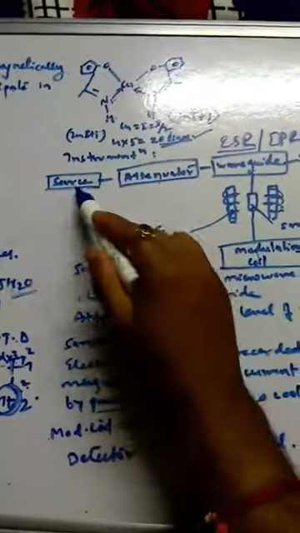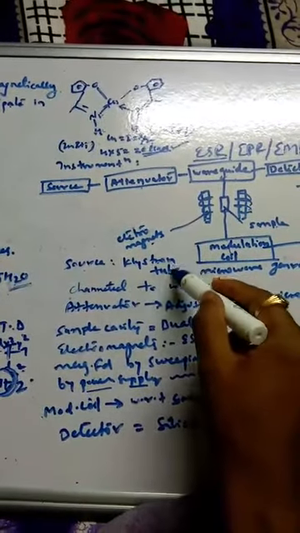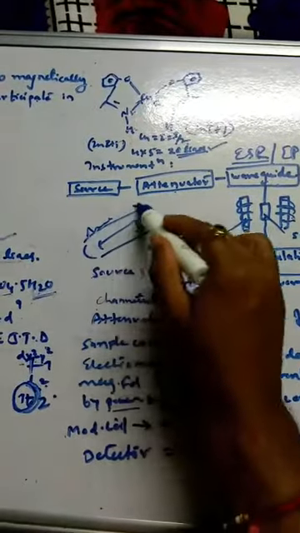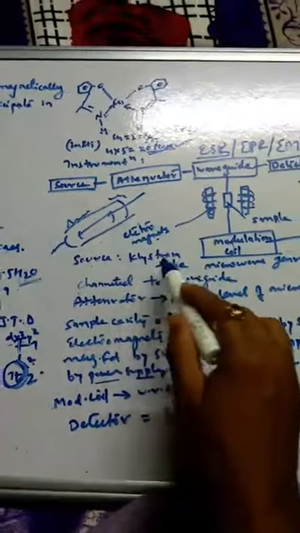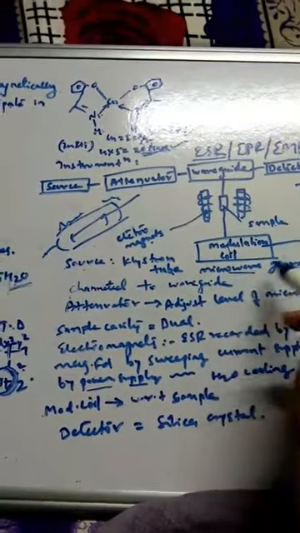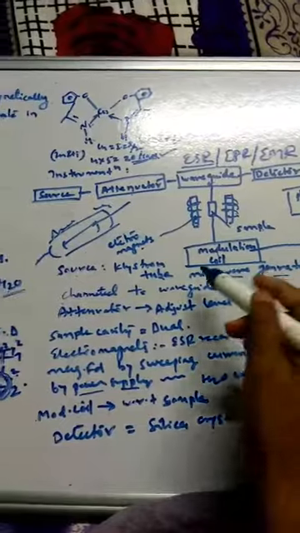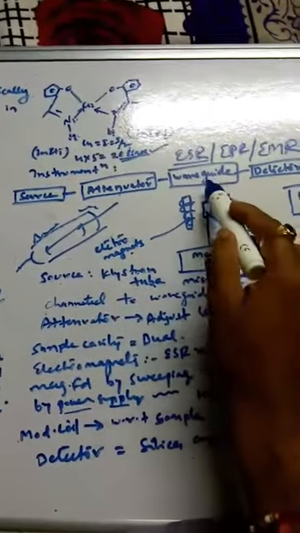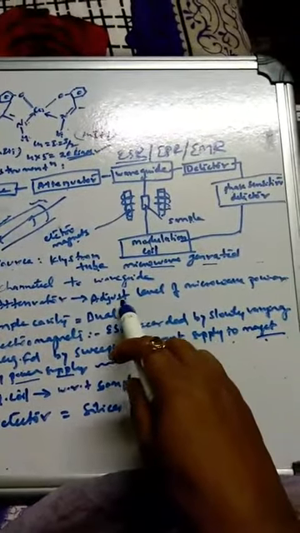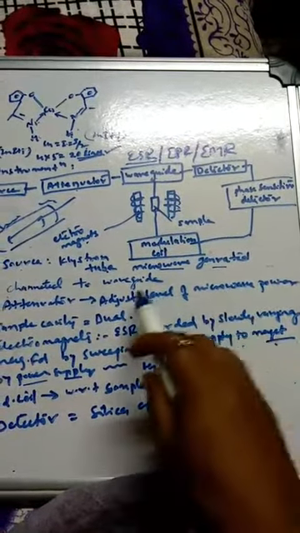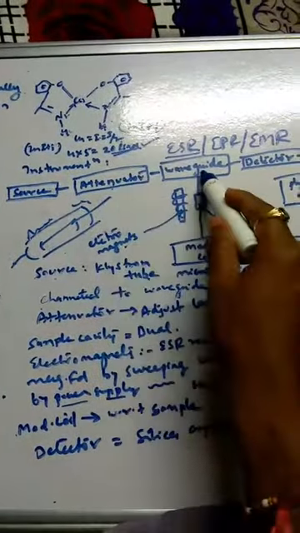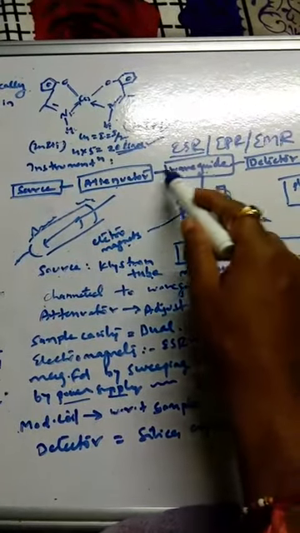The source taken here is the klystron. A klystron tube will be there, with anode and cathode, though that is not so important. The klystron tube's work is to generate the microwave. The microwave source is generated here and then channelized to the waveguide. What is the role of the attenuator? The attenuator's role is to adjust the level of the microwave power. Then it goes to the waveguide.